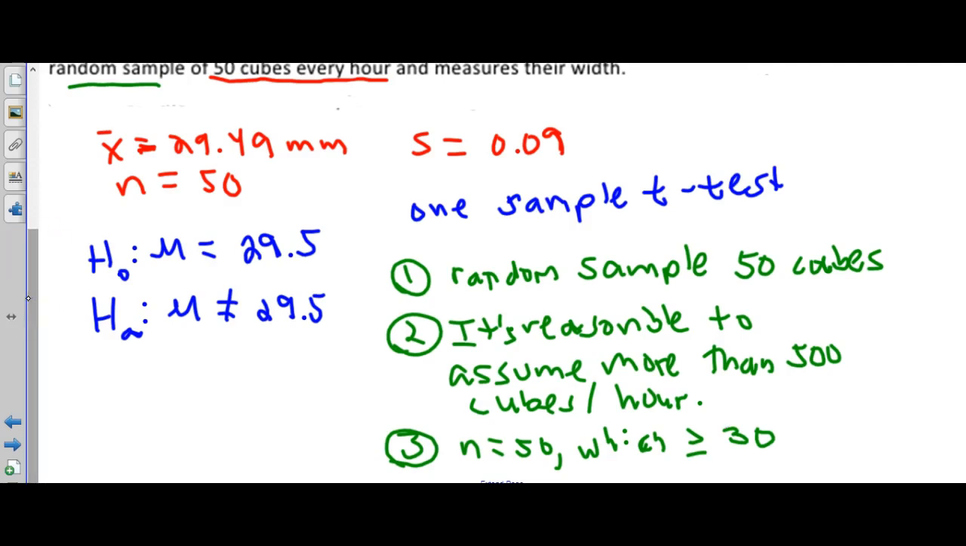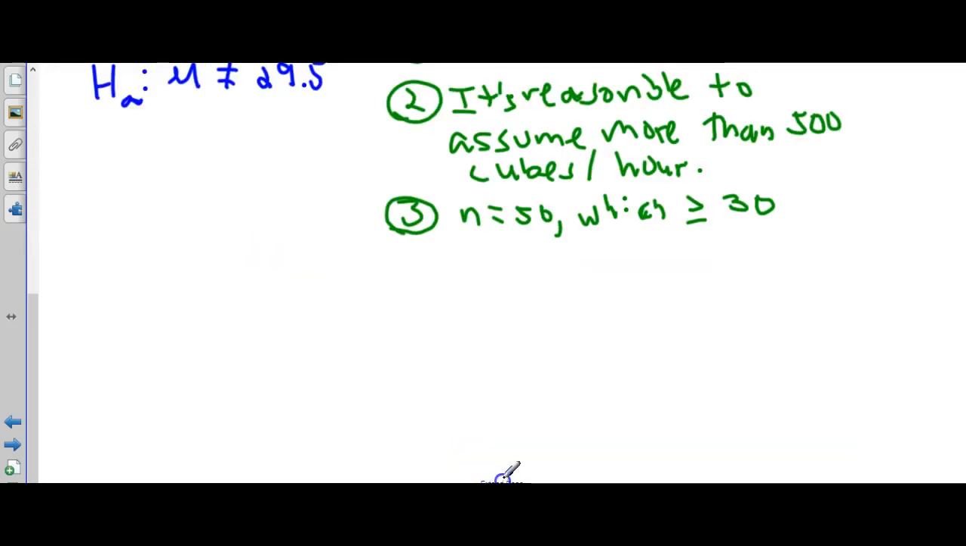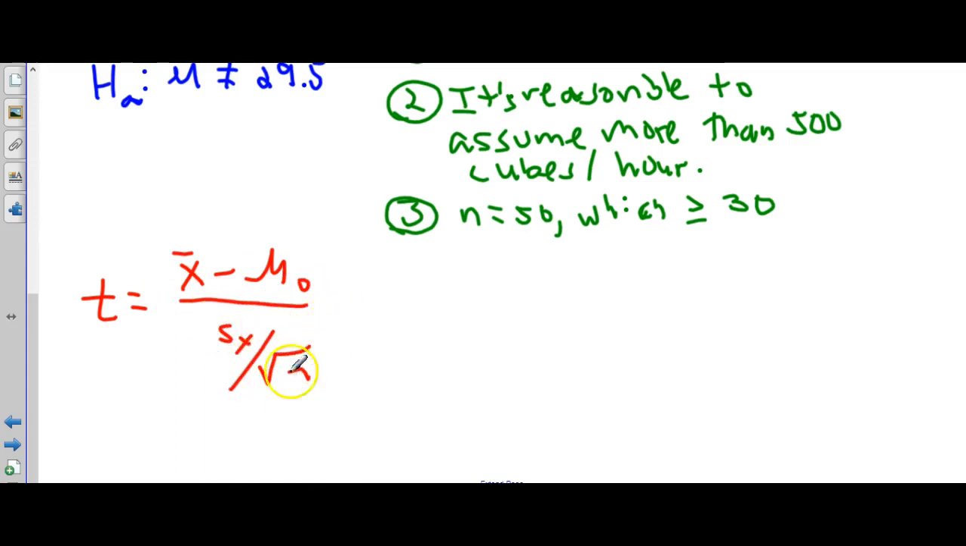So we will continue here by stating our test statistic formula. So our test statistic formula looks like this. T equals x bar minus mu naught over the standard deviation of our sample divided by the square root of our sample size. So I'm just going to substitute in the numbers that we have.